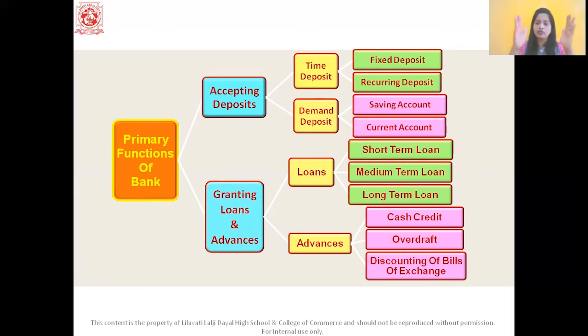So here you have the short synopsis of the primary functions of bank. Let's have a quick recap. Two functions: accepting deposit, granting loans. Two types of deposit: time deposit, demand deposit. Two types of loan: loans and advances.